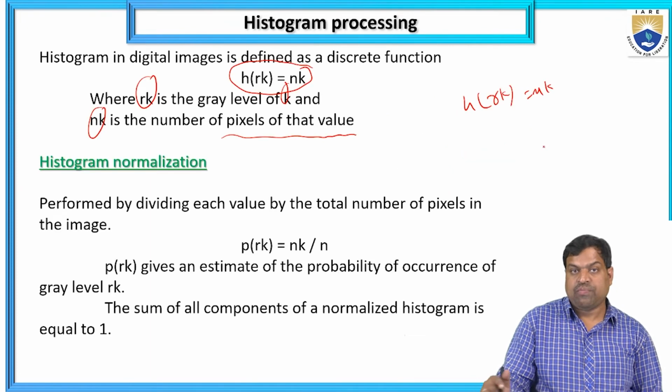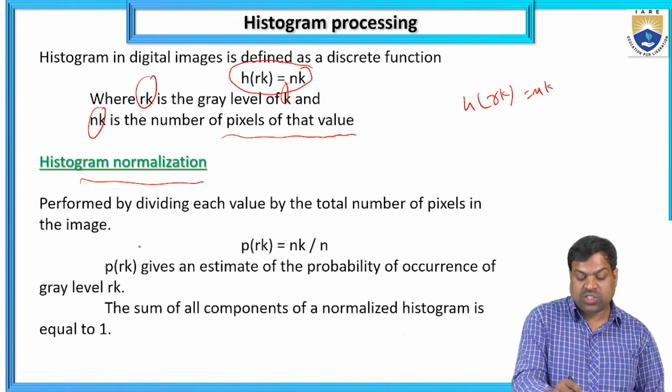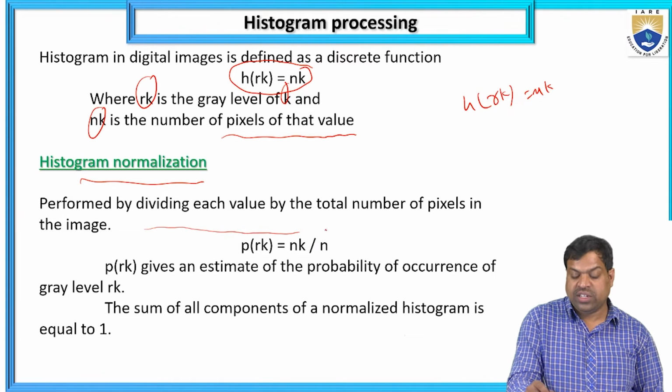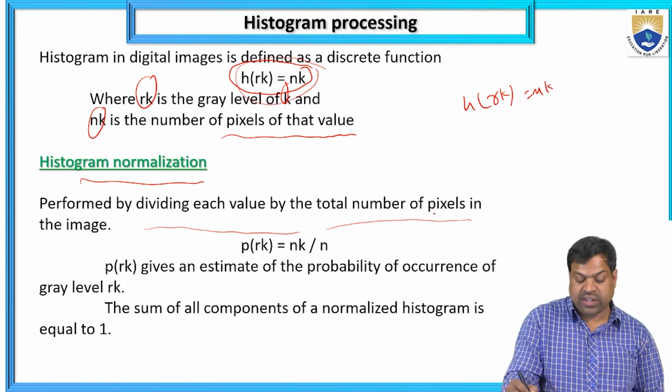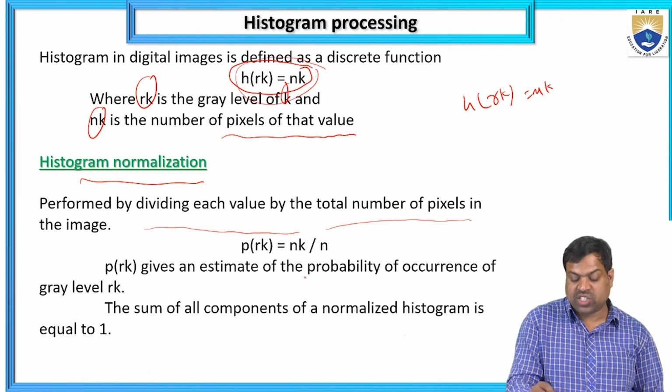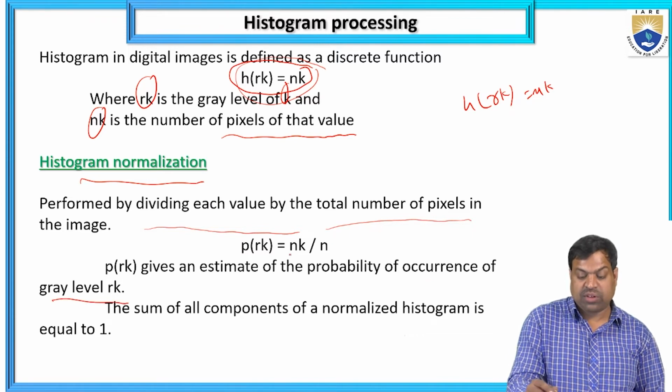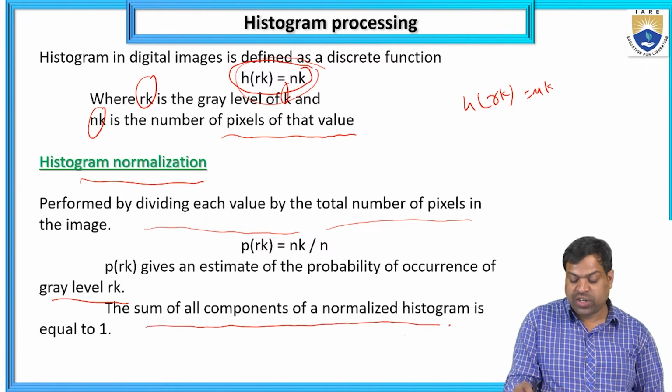So in histogram normalization, it is performed by dividing each count by the total number of pixels, so p of r_k equals n_k by n. P of r_k gives an estimation of the probability of occurrence of the gray level r_k, and the sum of all components of a normalized histogram is equal to 1.